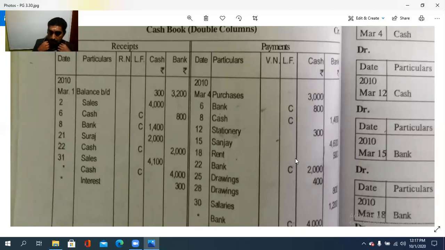So you need to know, or you need to do as many problems as possible for this cash book with a double column. So one more problem will do.